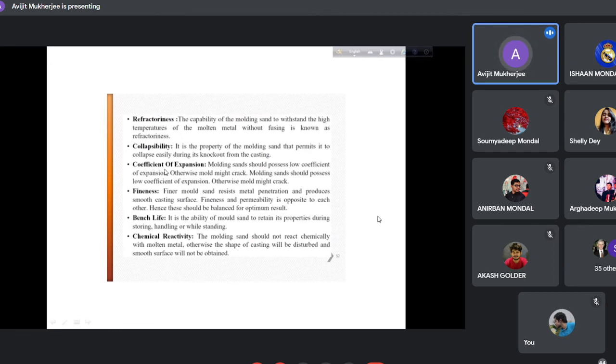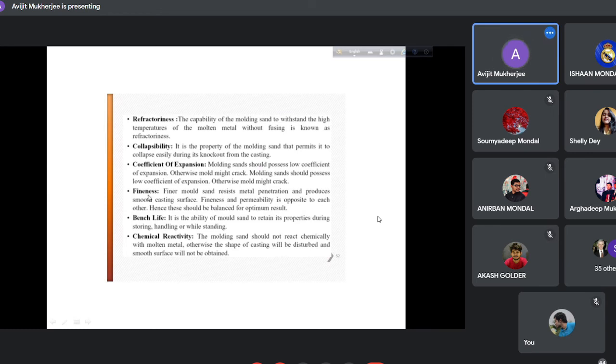Coefficient of expansion means that getting the heat, the sand may expand and some defects will be generated. Again, during the defects discussion, we shall discuss what defects can be generated. So it must have a low coefficient of expansion. It means that getting the heat of the molten metal, it will not expand to a high level. If it expands, then dimensions or shapes will be increased.